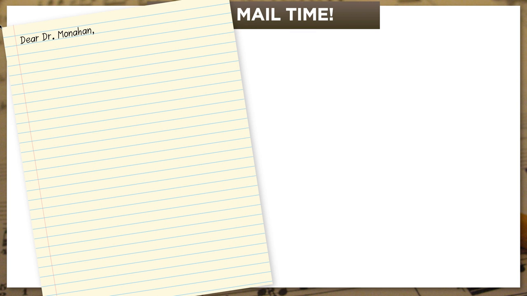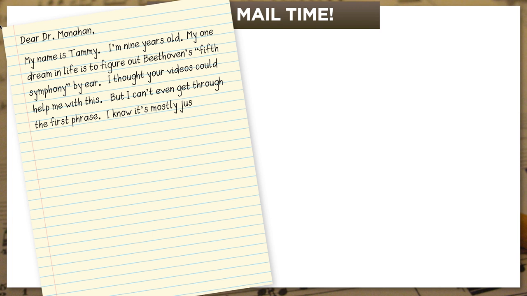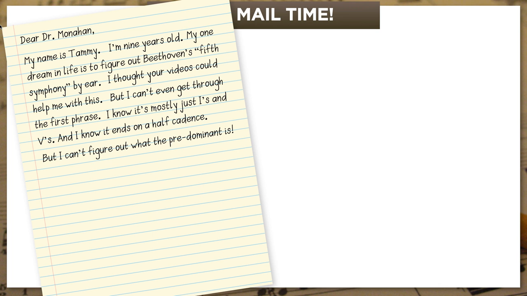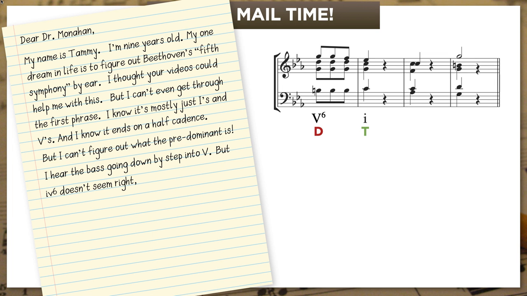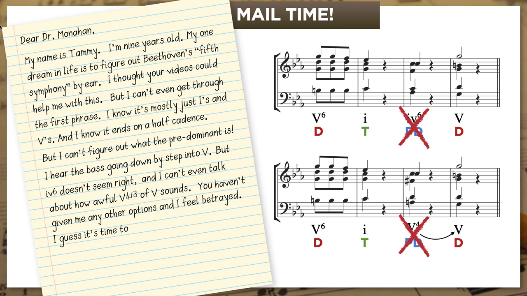It says, Dear Dr. Monahan, My name is Tammy. I'm 9 years old. My one dream in life is to figure out Beethoven's Fifth Symphony by ear. I thought your videos could help me with this, but I can't even get through the first phrase. I know it's mostly just ones and fives, and I know it ends on a half cadence, but I can't figure out what the predominant is. I hear the bass going down by step into five, but 4-6 doesn't seem right. And I can't even talk about how awful 5-4-3 of 5 sounds. You haven't given me any other options, and I feel betrayed. I guess it's time to give up on music and dreams too. Thanks for nothing, Tammy.